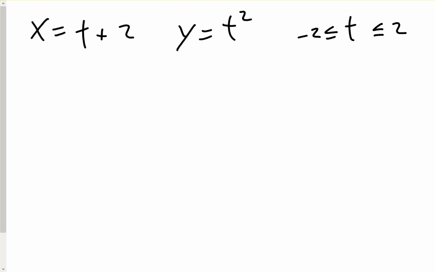We have x equal to t plus 2 and y equal to t squared. We want to sketch the curve defined by these parametric equations. And we notice that t is going to be between -2 and +2. So the best way to do this is to make a table. We can make a table of t, x, and y.